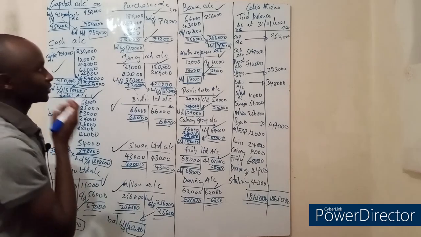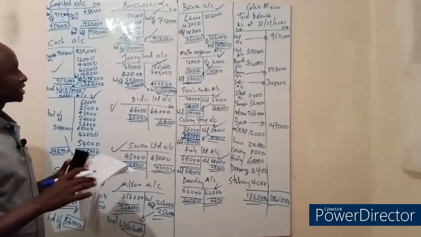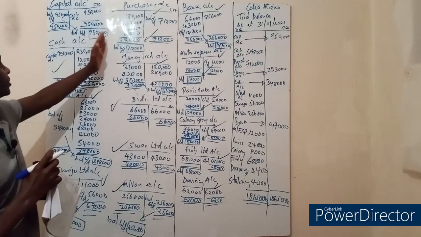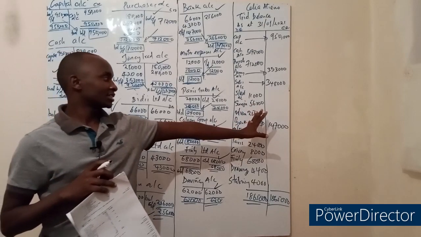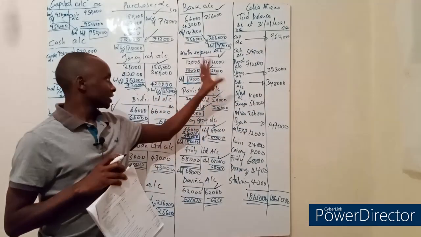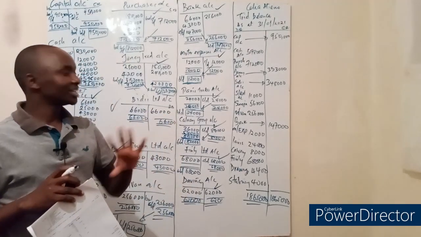Yes, so that is how to go about the same. So ladies and gentlemen, that is how to open the ledger accounts, balancing them off and taking their balances to the trial balance. So I want to believe it's clear.